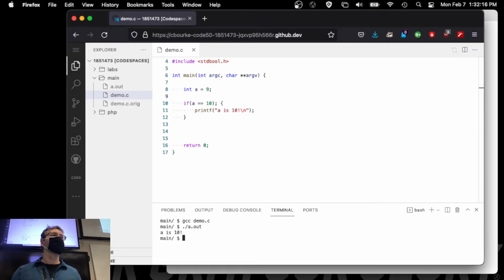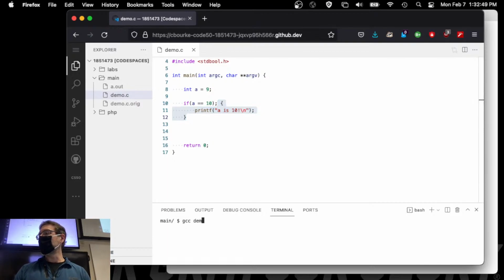Squint really hard here. What's the issue? There's an extra semicolon right here. Right? So what's going on here? If a is equal to 10, then do what? Well, what's between the parenthesis and the semicolon? Nothing. Do nothing. If a is equal to 10, do nothing. Then move on with the rest of the code, the rest of the code being this block right here. So regardless of the value of a, you end up printing out this message that says that a is 10.